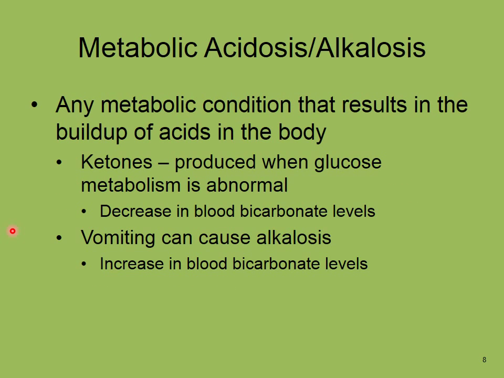Any metabolic condition that results in the buildup of acids in the body will obviously result in an acidosis. A big one is ketones, produced when glucose metabolism is abnormal. Most commonly we see that in the context of DKA in animals or ketosis in cattle, and we get a decrease in bicarbonate levels. Vomiting can actually cause alkalosis because we lose a lot of our hydrogen ions out of our stomach, so it can increase blood bicarbonate levels.